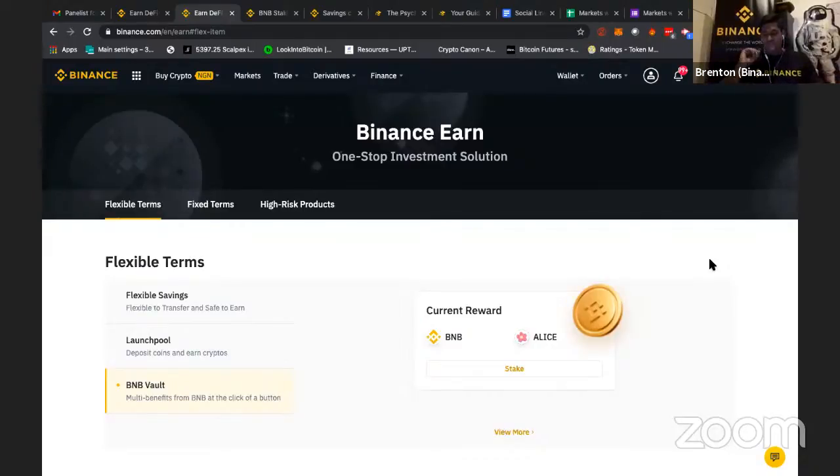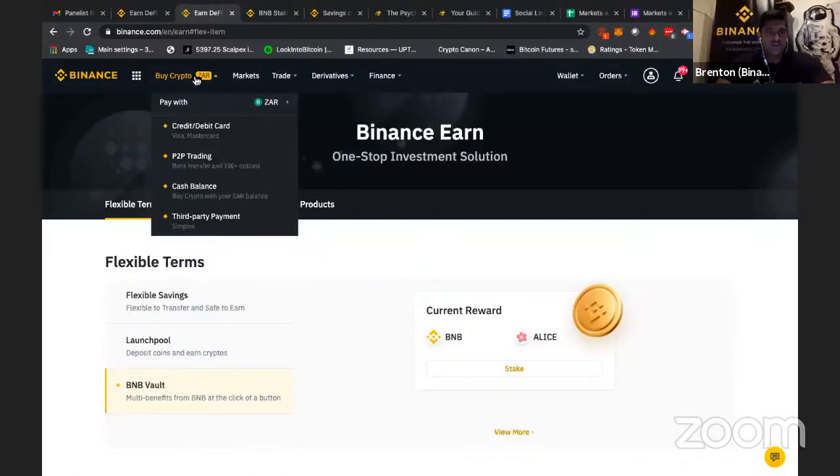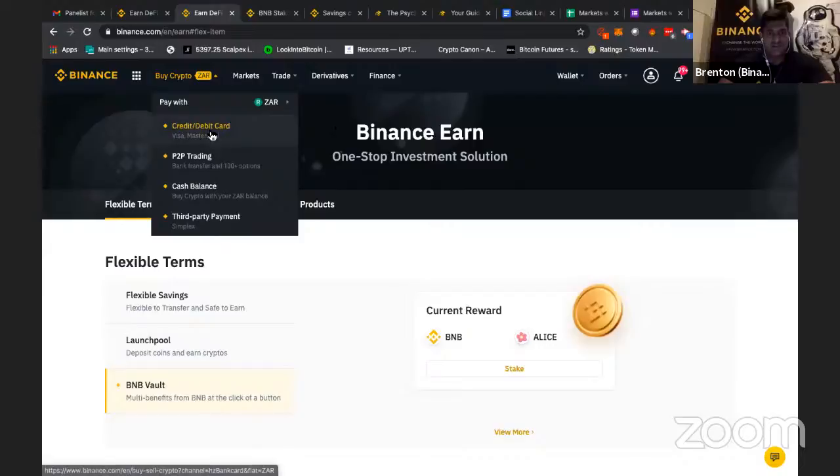And the last thing I'm going to touch on before we get to our last topic of the day is just how simple it is to get some cryptocurrency to do these things. So once you log into your account, head over to buy crypto. You'll see the first option will automatically be ZAR. If it's not, don't stress, just come here and type in ZAR, select ZAR. And the first option immediately changes to credit debit card.